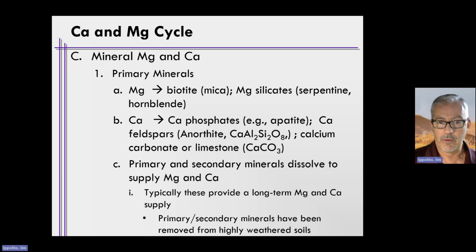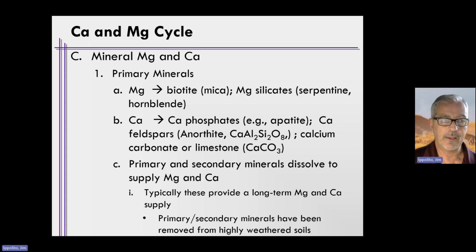The primary minerals will, due to weathering, dissolve and reprecipitate as secondary minerals. And we'll talk a little bit more about secondary minerals on the next slide. Regardless, primary and secondary magnesium and calcium containing minerals, they both can dissolve to supply magnesium and calcium to the soil and to plants.